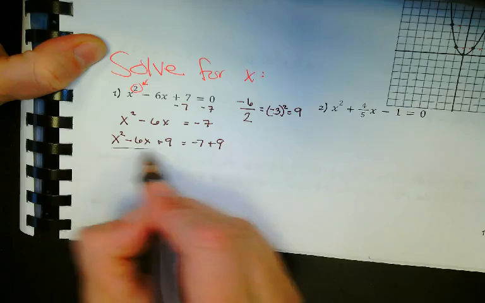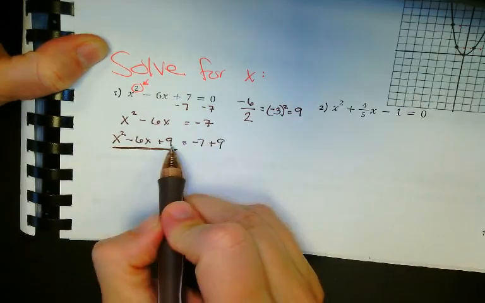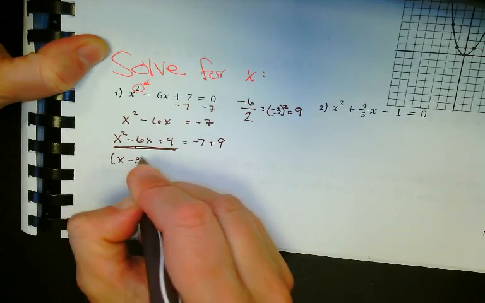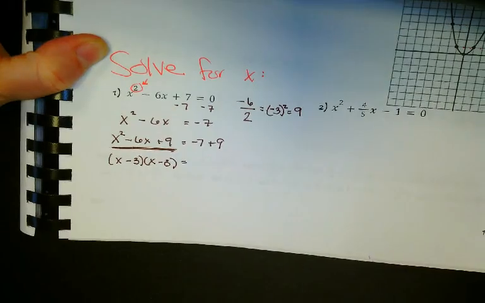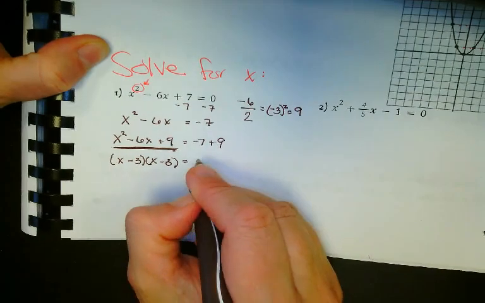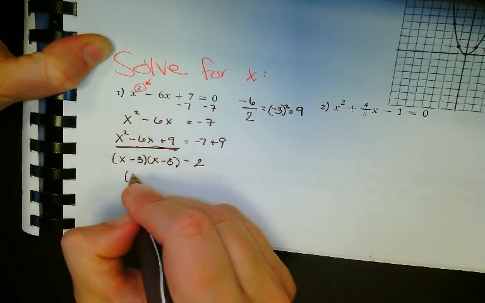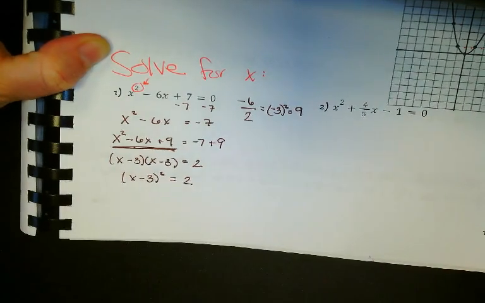Then we're going to factor the variable side. And again, it should always be the exact same 2 terms. Multiplies to 9 but adds to a -6 should be x minus 3 and x minus 3. -7 plus 9 should be a +2. Okay, I can rewrite that now as x minus 3 squared equals 2.